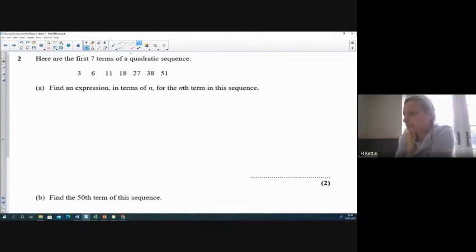So let me write out the sequence. 3, 6, 11, 18, 27, 38, and 51. It's quite a lot of terms. We probably don't need to do that many. With a nth term, if we're going up by the same amount every time, then it will be a linear nth term. So like 3n add 5 or 5n minus 1.